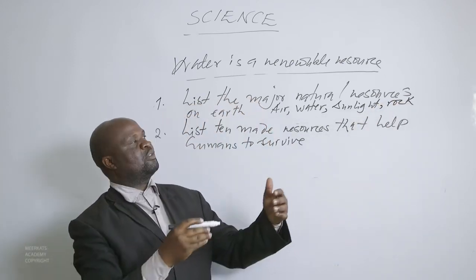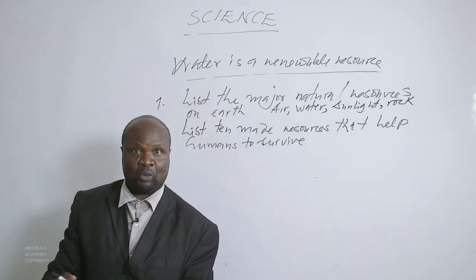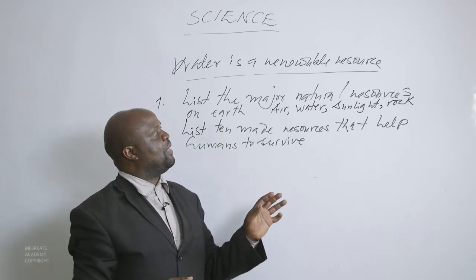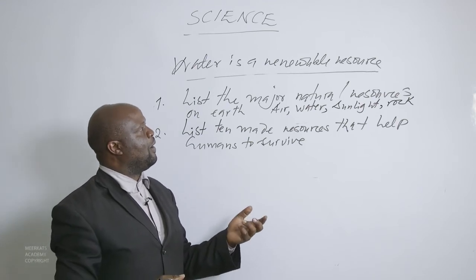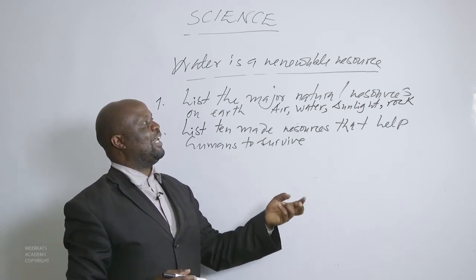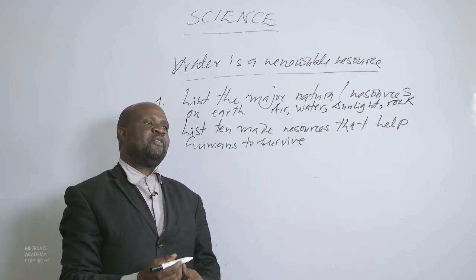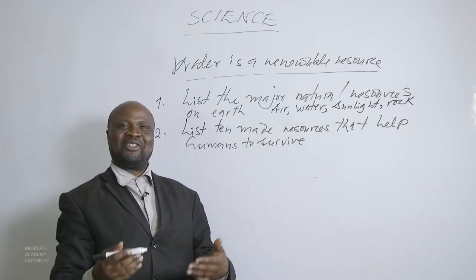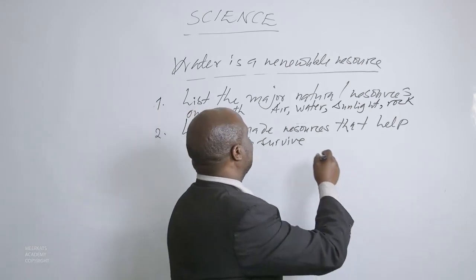Rocks, we know there are many. It's also another natural resource. From rocks we can get soils and other important minerals. So the major natural resources that we have are air, water, sunlight, rocks, and living organisms. We said that living organisms, because they can also reproduce, are a natural resource, of course, but they are also renewable.